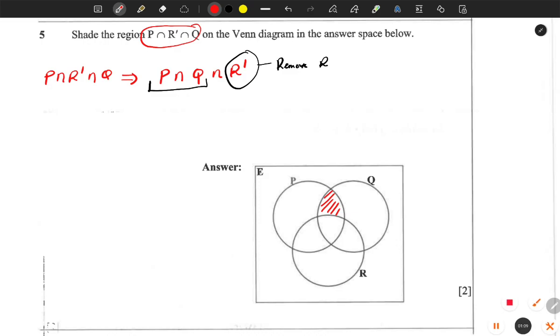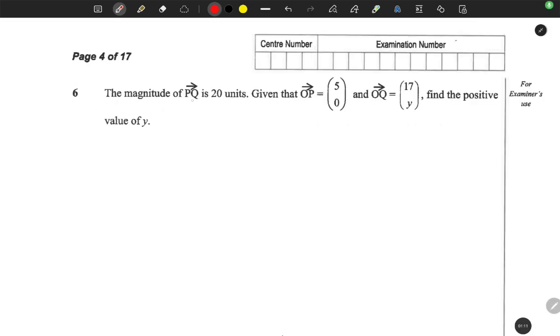That's all. Next one, the magnitude of PQ is 20 units. Given that OP, which is a vector, is (5, 0) and OQ, another vector, (17, y), find the positive value of y. Now, the key word here is magnitude. How do we find the magnitude of a vector? Well, come here with me, ladies and gentlemen.